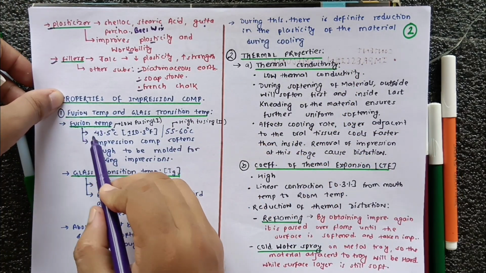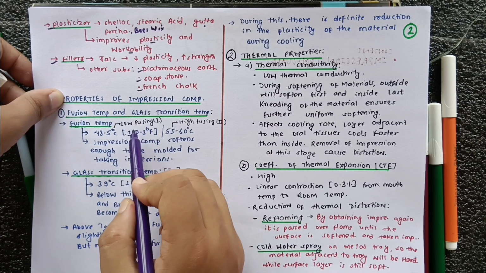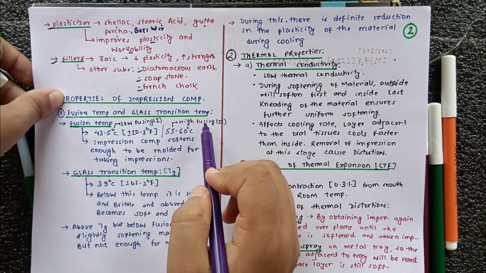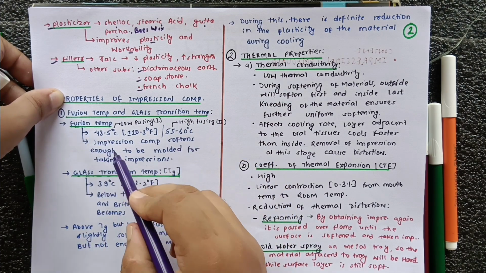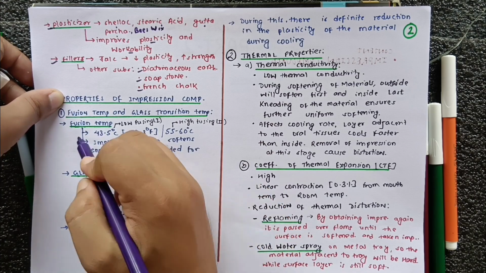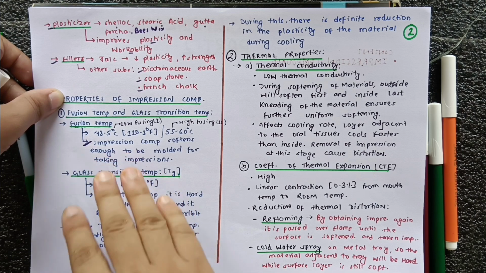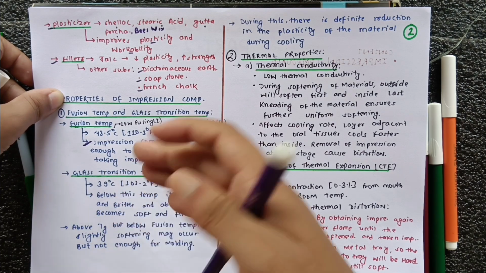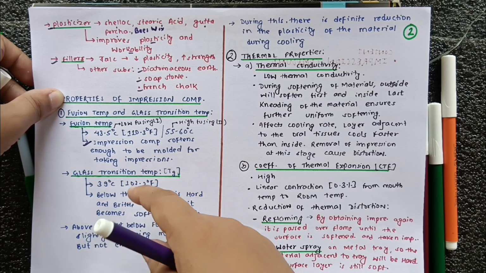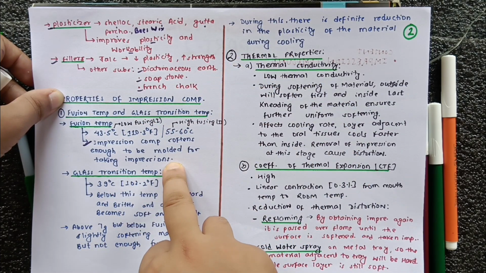For the fusion temperature, as I have written here, it is 43.5 degrees Celsius for the low fusing or type 1, and 55 to 60 degrees Celsius for the high fusing. Fusion temperature is the temperature at which the impression compound softens enough to be molded for taking the impression.